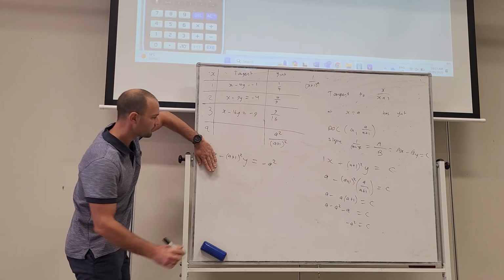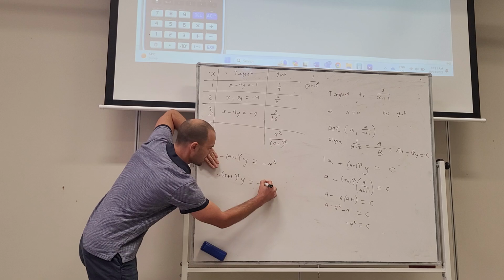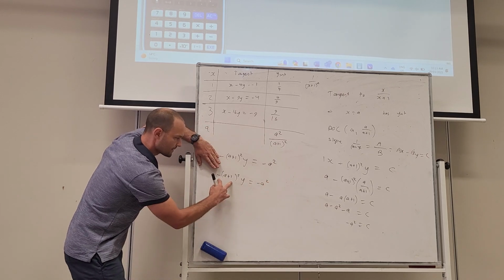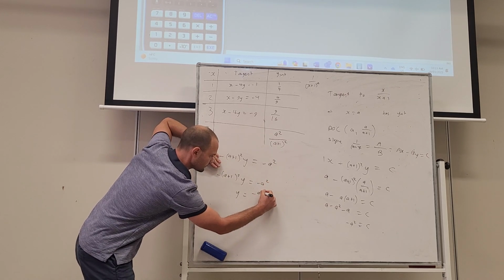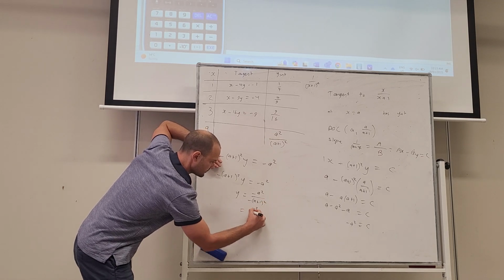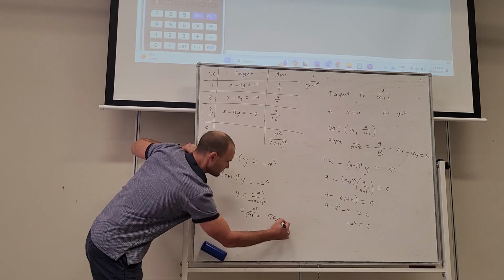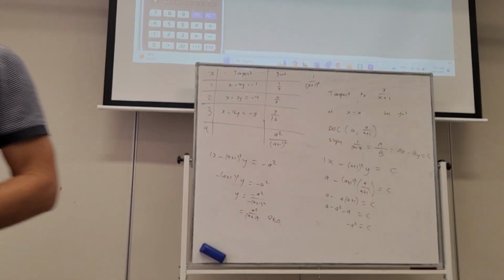The y-intercept occurs when x is 0. So we have minus a plus 1 squared y equals minus a squared. Divide both sides by this term, and then the negative can cancel. QED. Alright, so that one is a bit easier.